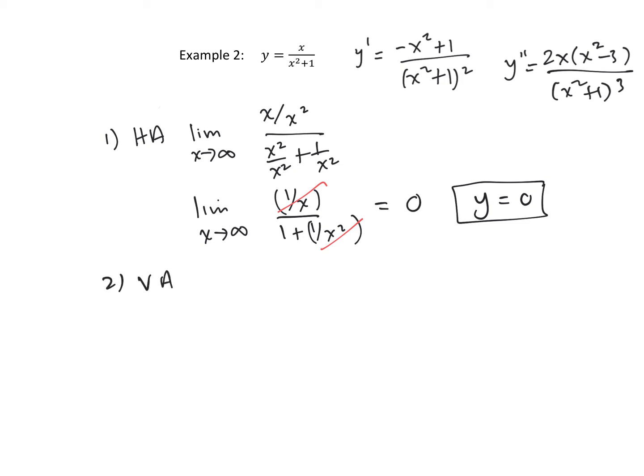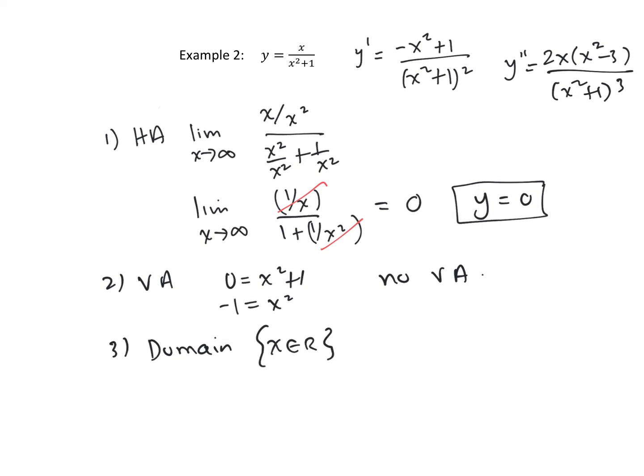My vertical asymptote is dependent on the denominator. We get x squared equals -1, which is not possible, so there are no vertical asymptotes. Okay, moving on. We could do the domain from here. My domain is any real number because there are no vertical asymptotes, so we can use any value for x.